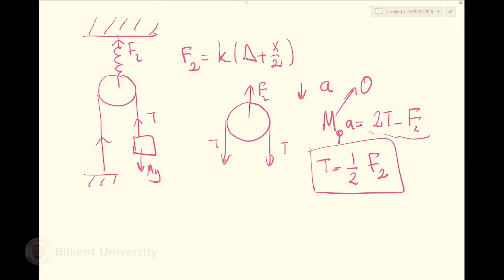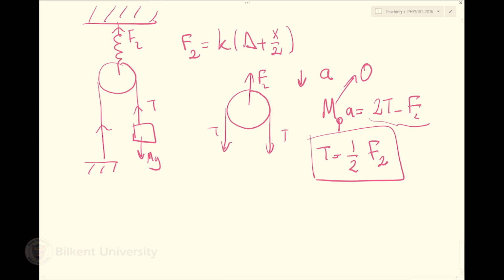Should I go over this again? I'm writing F equals ma, but I'm saying M is equal to 0 for this pulley, which means at all times the net force on it must be 0. Okay? Good.